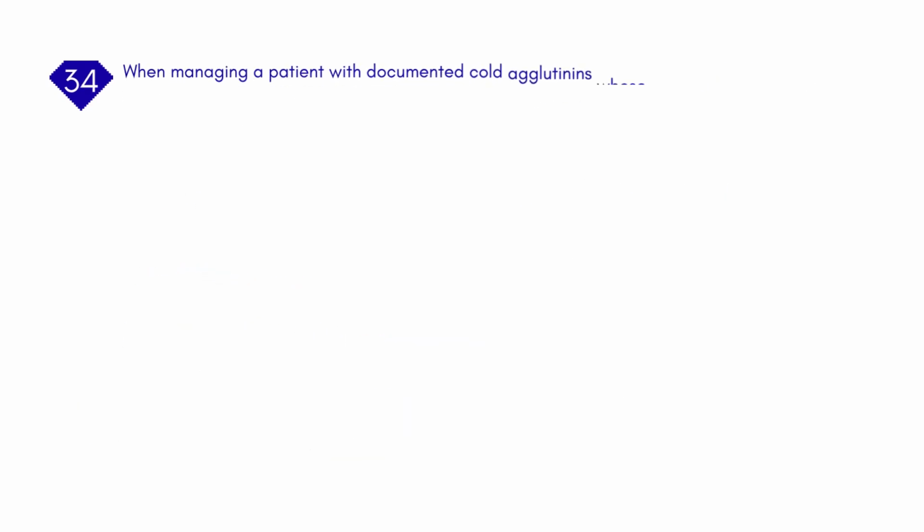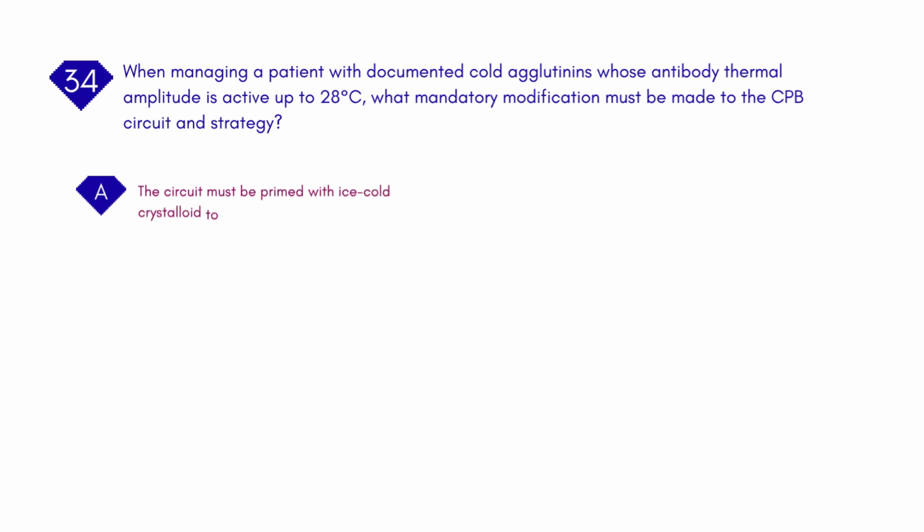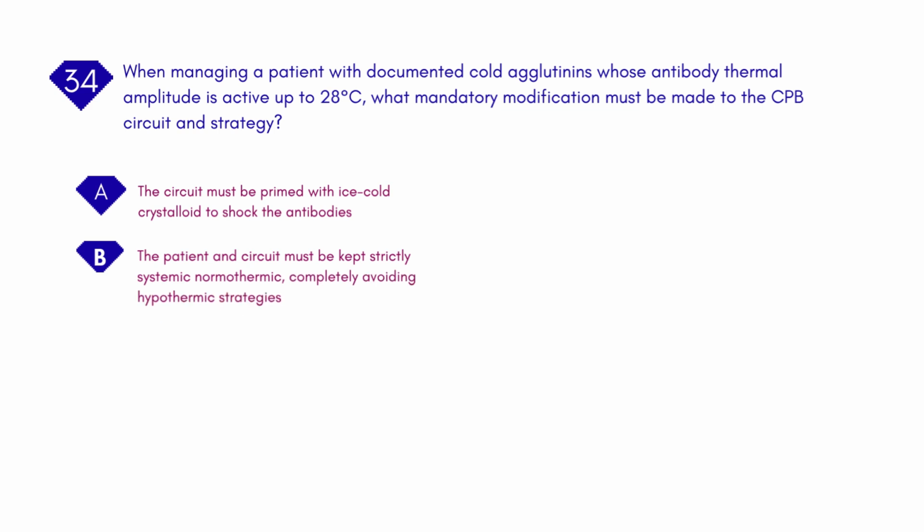When managing a patient with documented cold agglutinins whose antibody thermal amplitude is active up to 28°C, what mandatory modification must be made to the CPB circuit and strategy? A. The circuit must be primed with ice-cold crystalloid to shock the antibodies. B. The patient and circuit must be kept strictly systemic normothermic, completely avoiding hypothermic strategies.